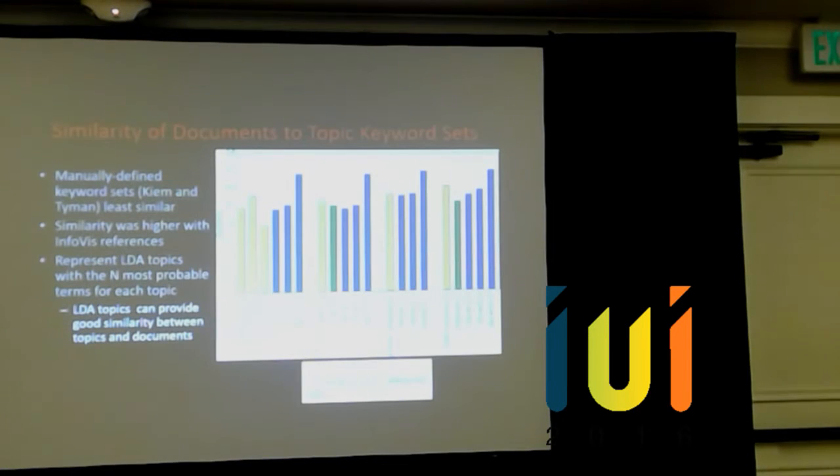Now we can look and see, if we apply these different topic keyword sets, how similar are they to the document collection? If we match each document against, say, the best keyword in the keyword set, how good is it at representing each of the documents? And in the graph on the left, in gold are the InfoVis keyword sets, and the 2 manually defined ones are shown in red, and they actually performed the worst. The automatic methods did better.